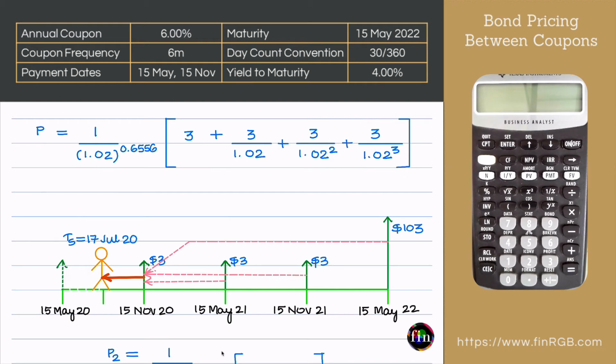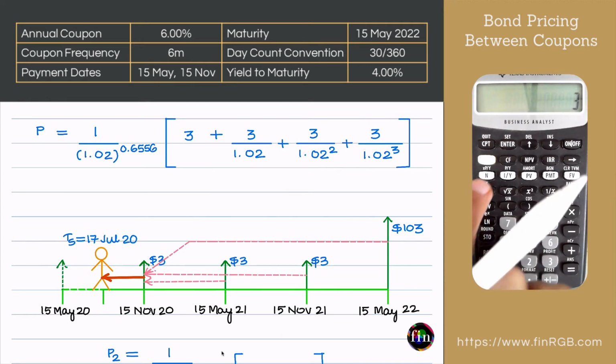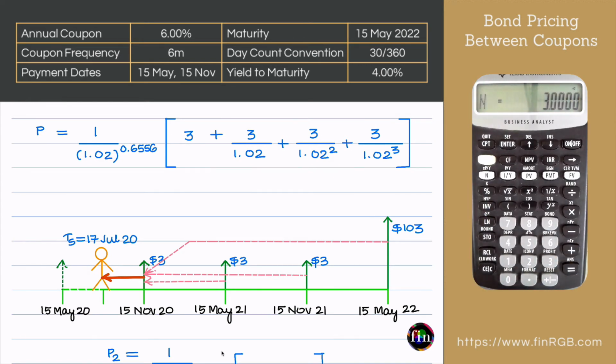To calculate the expression in the square brackets, let's go back to our financial calculator. Let's place ourselves on the morning of 15 November 2020 and look at the future cash flows still left in this bond. There will be 3 cash flows, so n is equal to 3. My yield is 4%, which on a per period basis is 2.